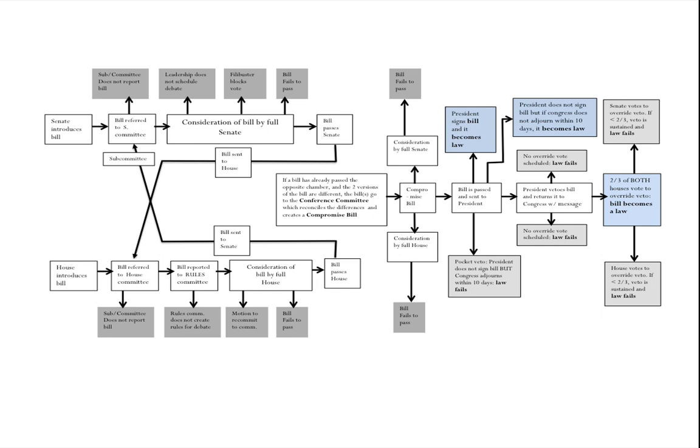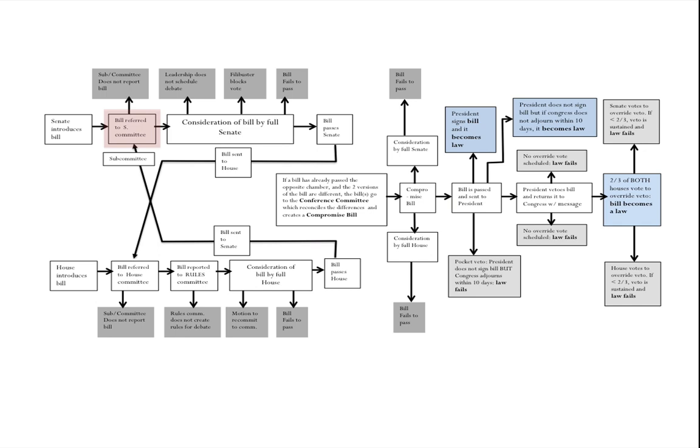So let's start at the beginning, which is a congressman or senator introducing a bill. The real beginning is having an idea, which may come from a legislator or an interest group, or even the executive branch, but the legislative process formally begins with a legislator introducing a bill. After the bill is introduced, it is referred to a committee.